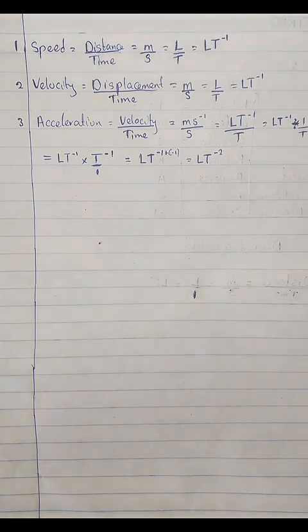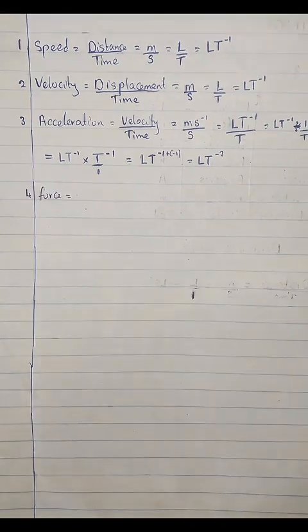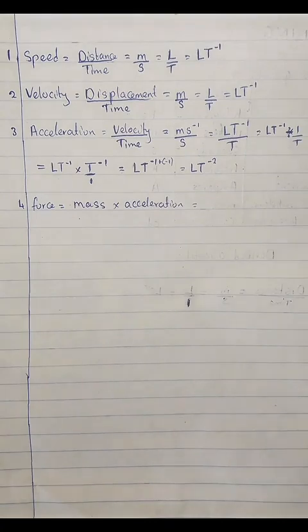Moving over to the next one, force. Our next one is force. Now, what is the formula for force? Recall that force is equal to mass times acceleration. Force equals mass times acceleration. So since we know that force is equal to mass times acceleration, what is the unit of mass?